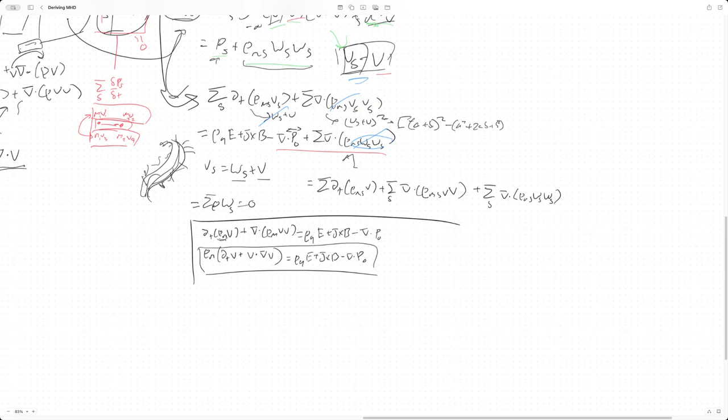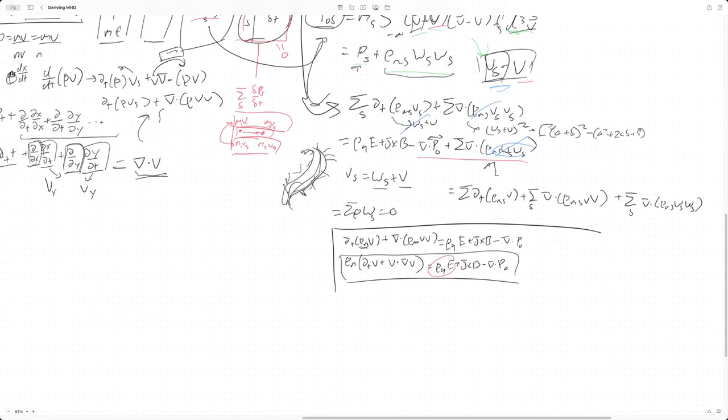What's also nice is a lot of times in MHD, you can also kind of ignore this term because you don't really have an electric field, or the electric field's much weaker than the effect of the magnetic field. So now you simplify it even more. All right. Let us continue with the next part.